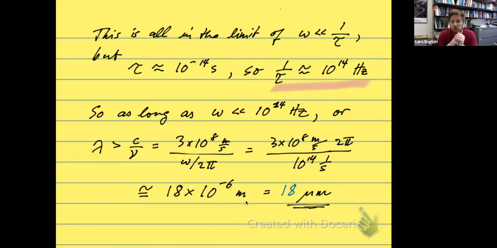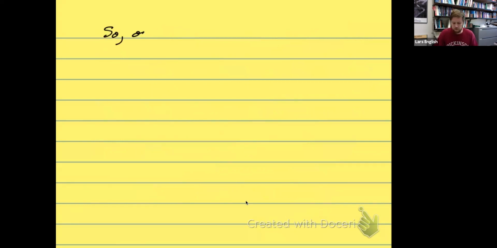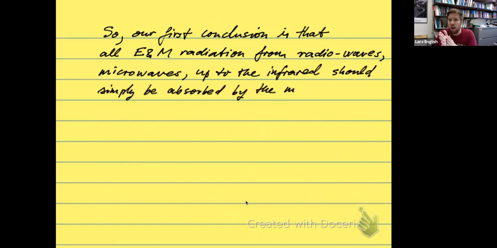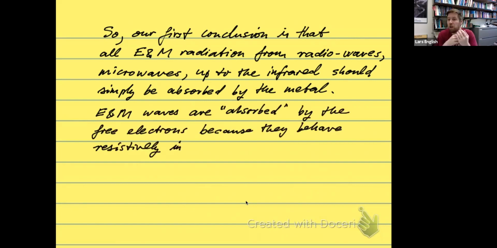So as long as we're in the infrared, certainly in the far infrared, then we can say that omega is much less than 1 over tau, and we should get these electromagnetic waves absorbed. Okay. So that's our first conclusion, that basically all electromagnetic radiation, starting from radio waves through microwaves up into the infrared, should simply be absorbed by the metal, right? The E&M waves are absorbed by the free electrons in the metal because they behave resistively in that limit.